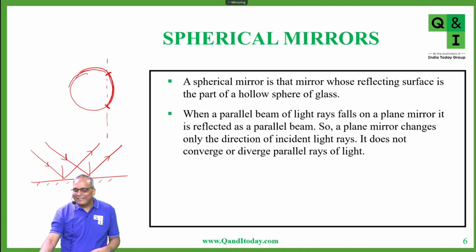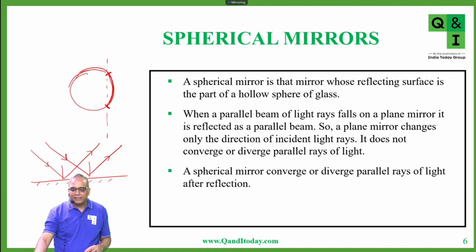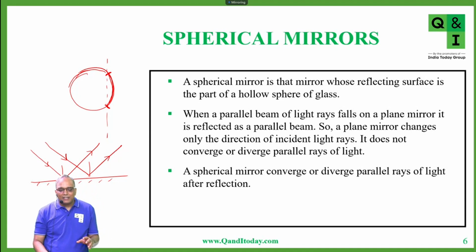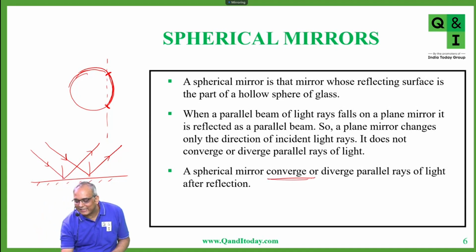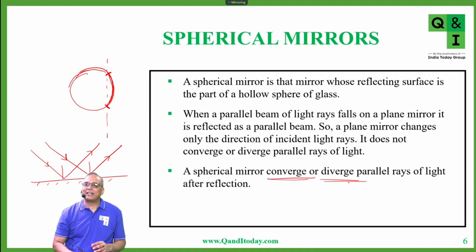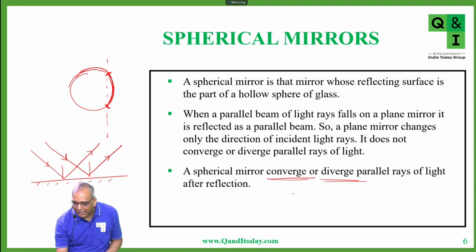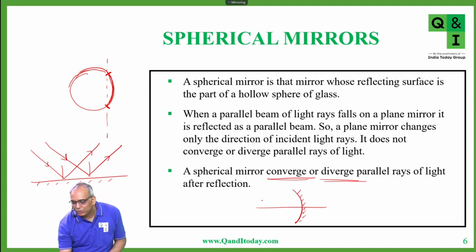So let us see how to find whether it is a concave mirror or a convex mirror. A spherical mirror will either converge or diverge parallel light rays. I'll give you a brief introduction. In the case of a concave mirror, when the parallel light rays reflect, they converge at a point, and then we say that this is a converging mirror.